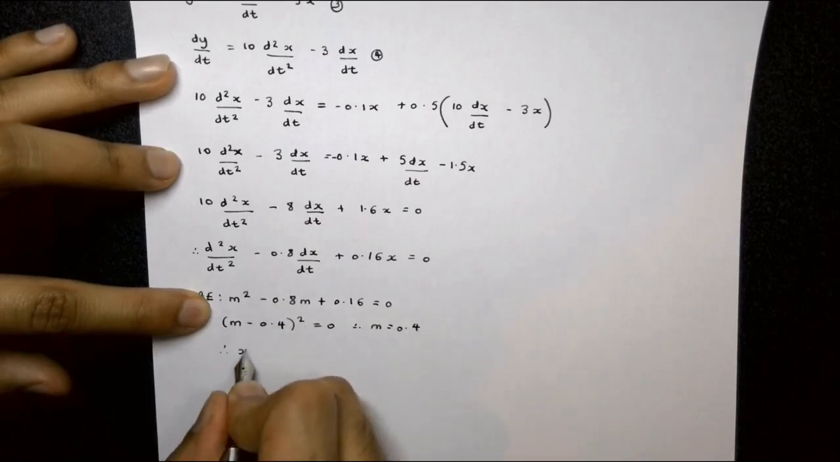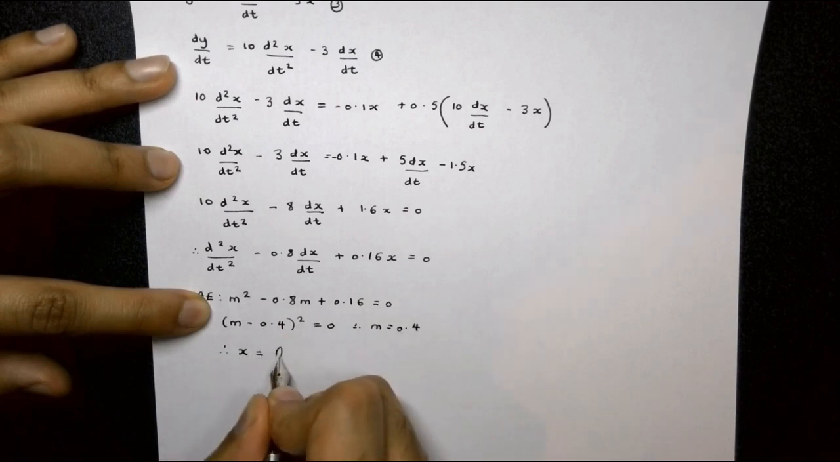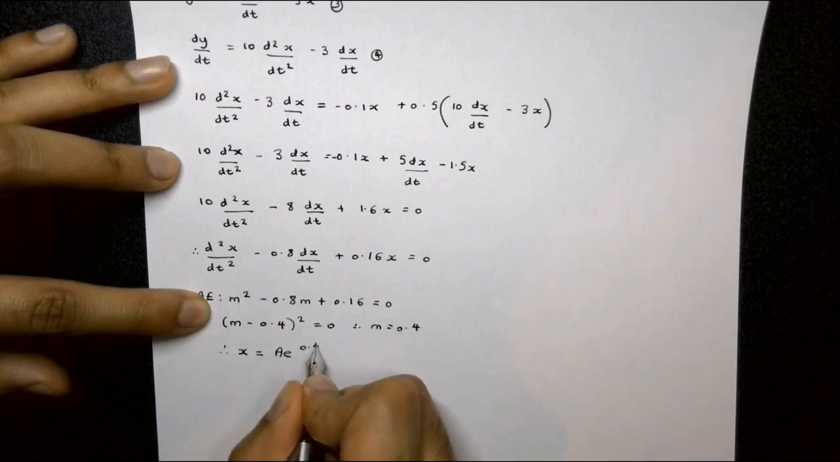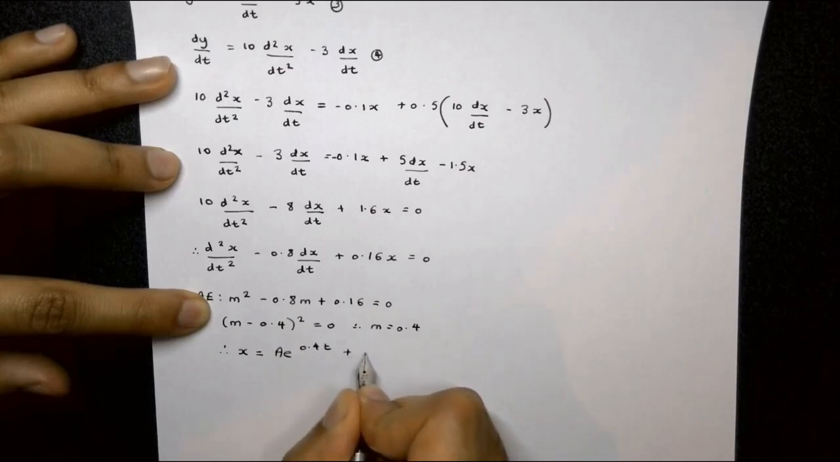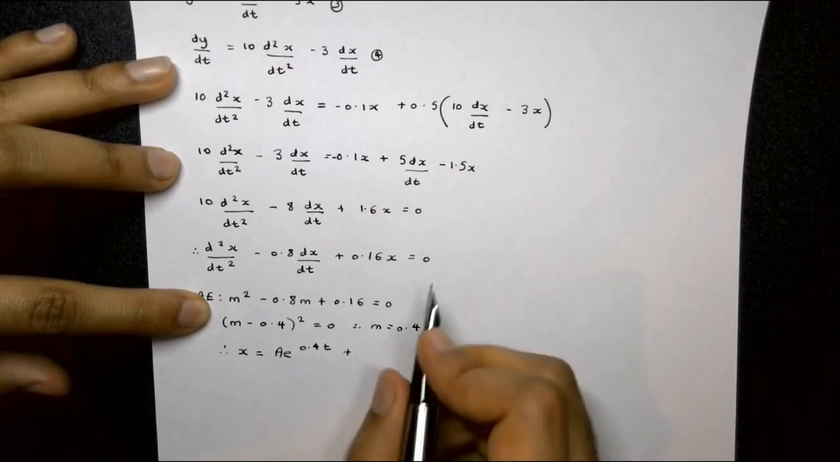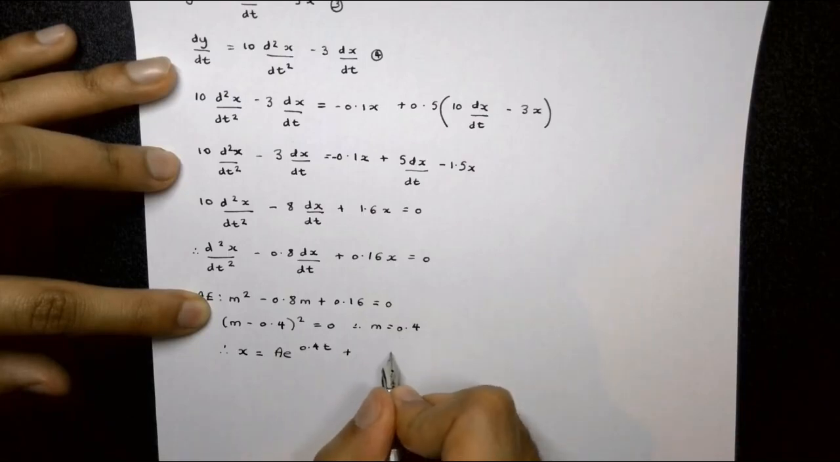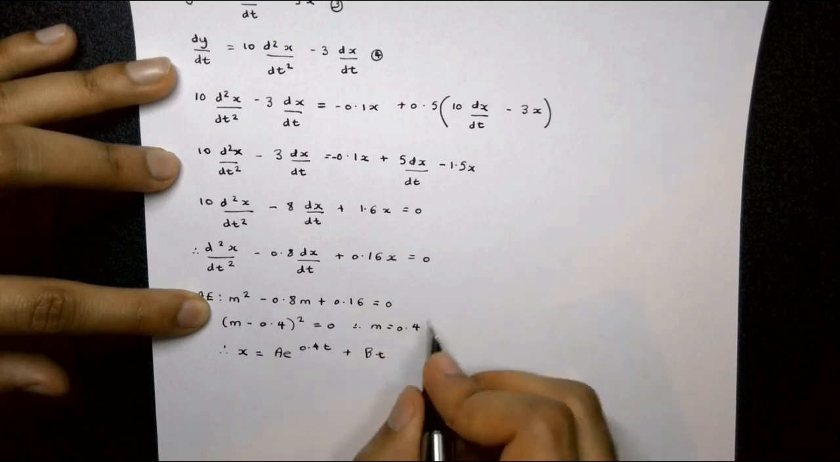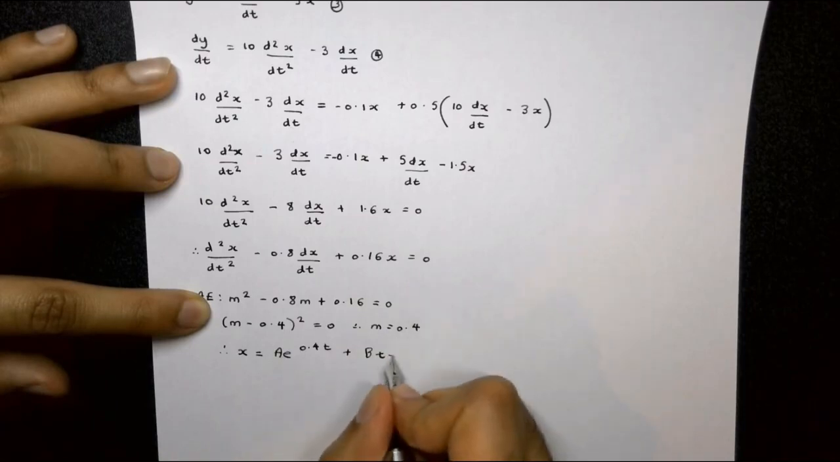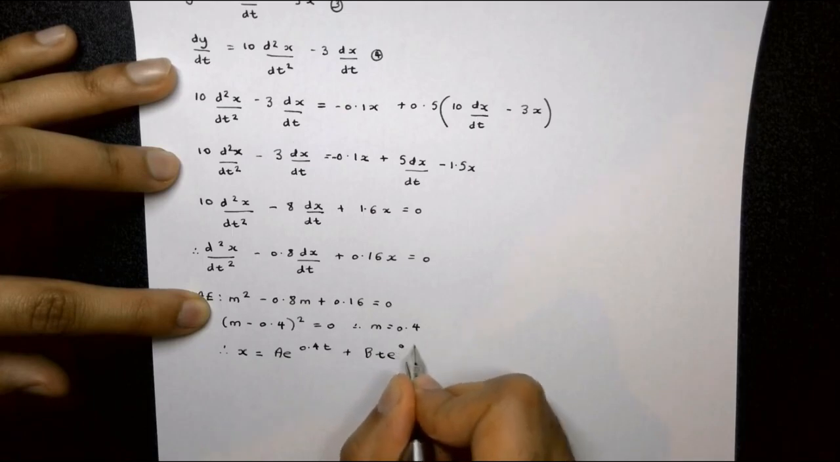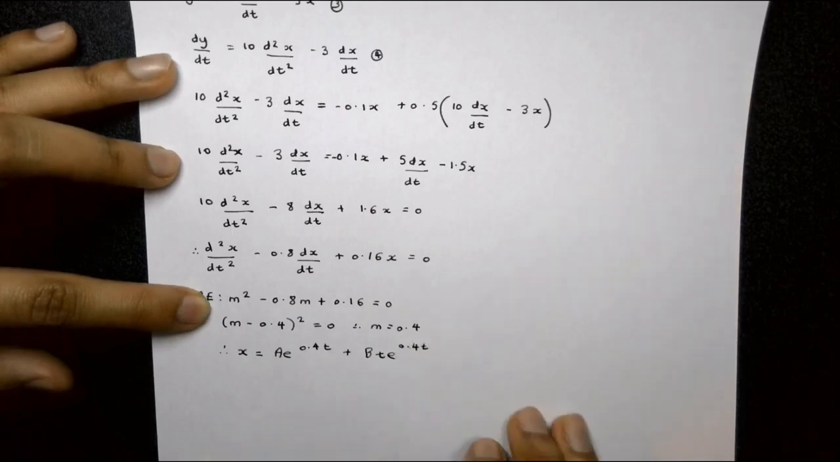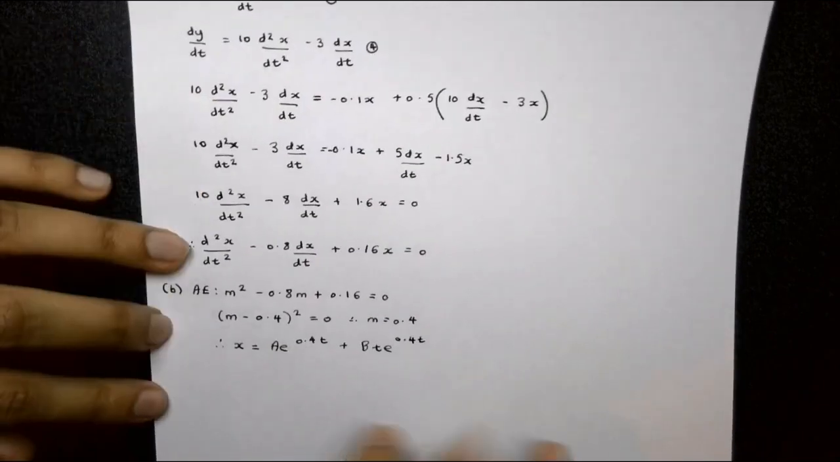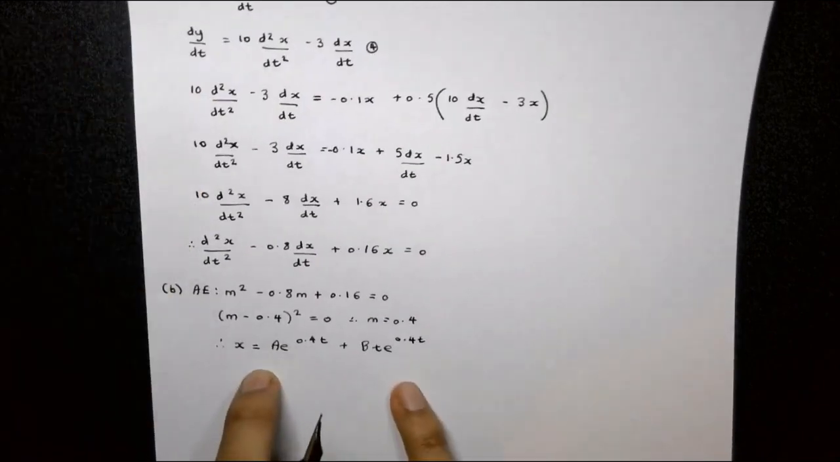So therefore, x is equal to a e to the 0.4t plus bt e to the 0.4t. Okay, so that's how we do part B.